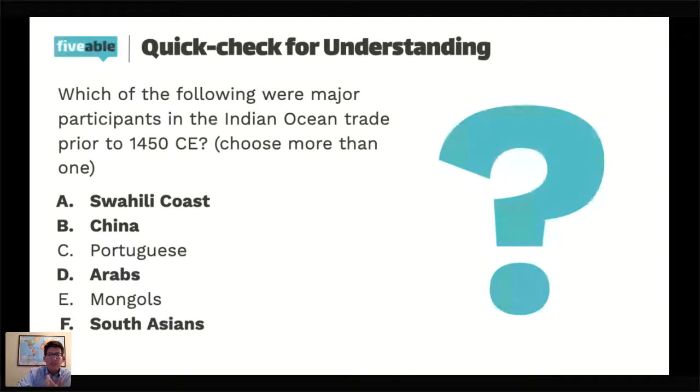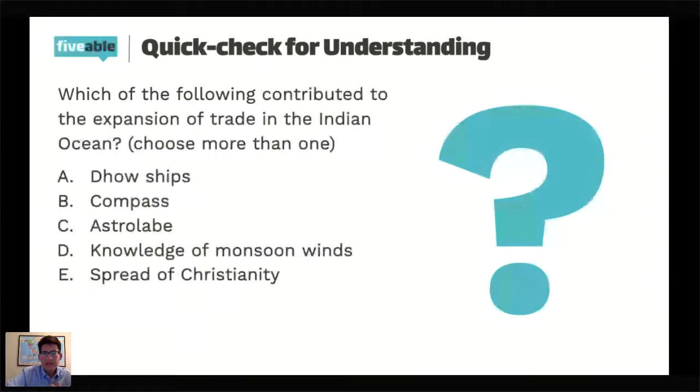All right, next question. Which of the following contributed to the expansion of trade in the Indian Ocean? Let's see who was paying attention here. Make sure that you're on the right idea. Which of these contributed to the expansion of trade? And again, feel free to put your answers in the chat.